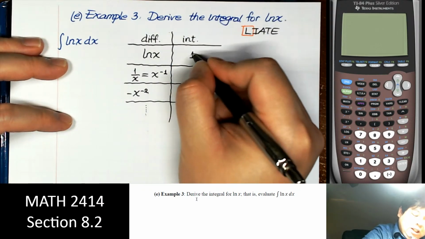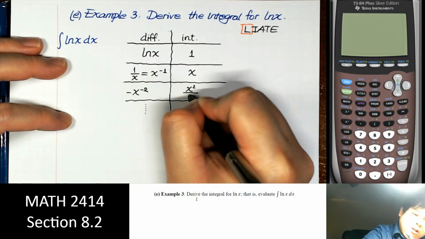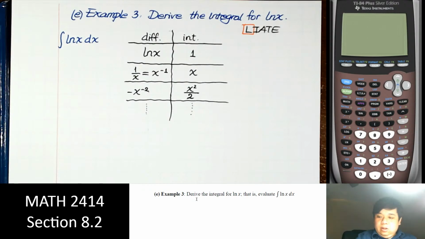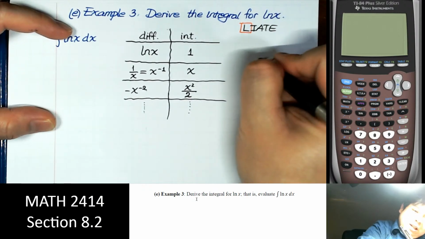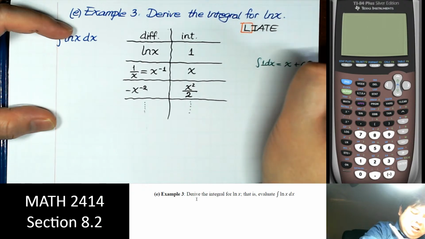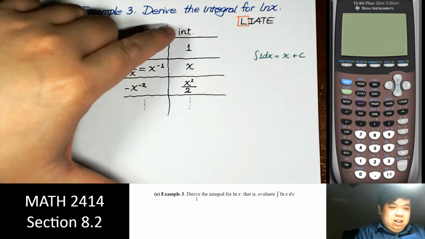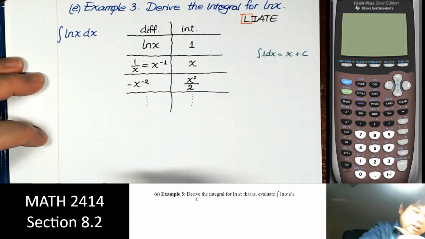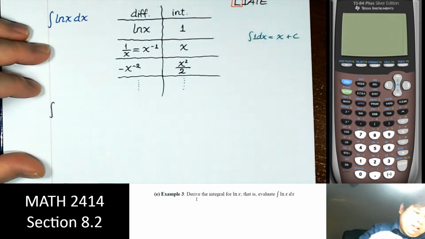The integral of 1 is going to be x. The integral of x is x squared over 2, and so on. So because the integral of dx is just x, and the integral of x is x squared over 2, just like that, we integrate and differentiate.